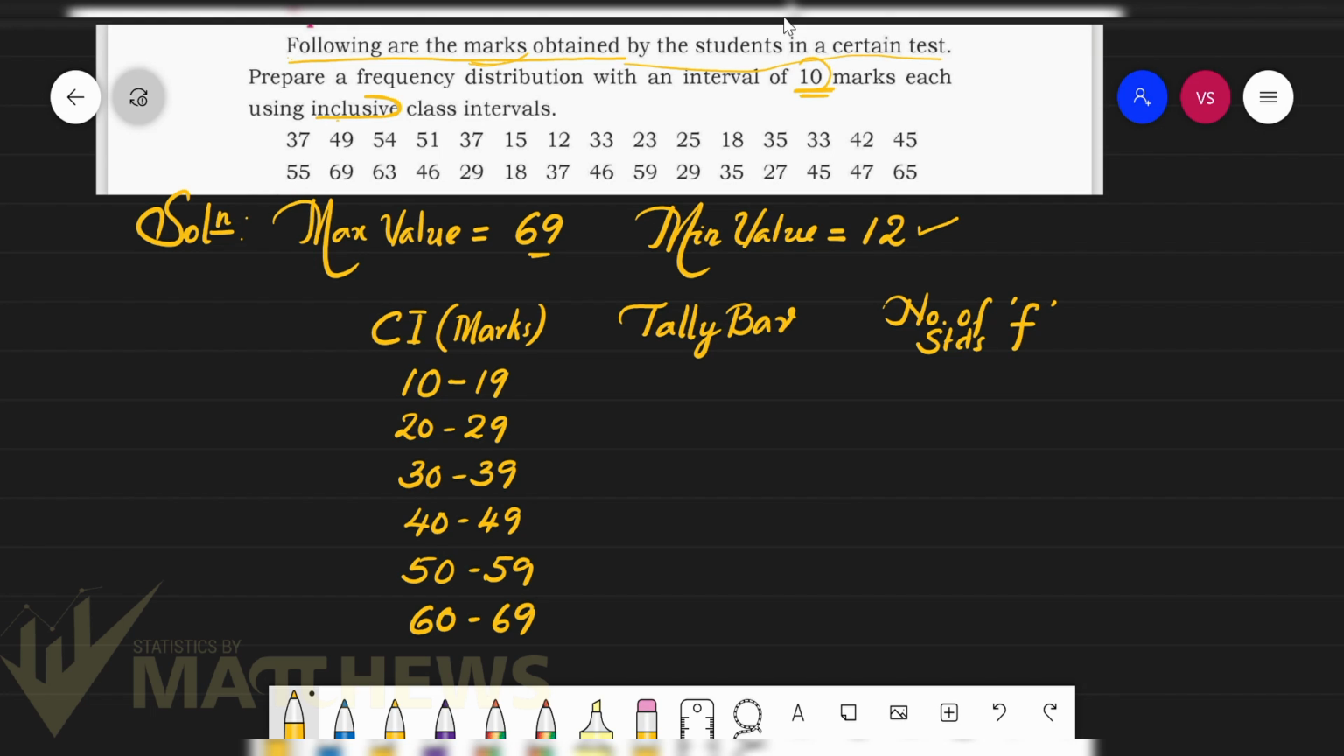Okay, so let's start with the first value, 37. 37 comes between 30 to 39. I'll put a tally, students, and I'll mark it. The next comes 49, which comes between 40 and 49. I'll write and I'll mark it as red. Next comes 54, mark it as red. 51, mark it as red. 37, mark it as red.